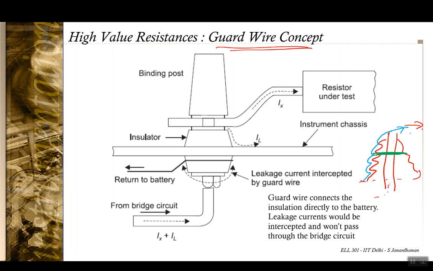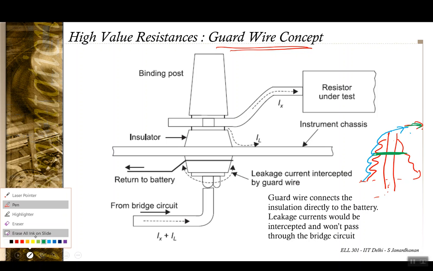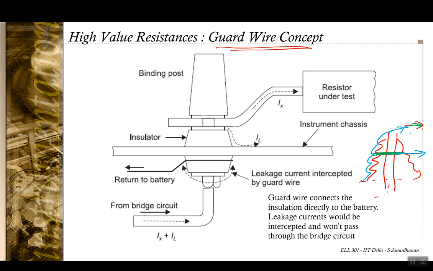Okay, so this current, instead of flowing into the main circuit, should get bypassed and should flow back into the supply again. So that is being done here. So what you are providing is that the leakage current that flows through the insulator has been given a path to flow back to the battery. So from the circuit, if you have IX plus IL, it is not going into the resistor under test. Okay, the guard wire will connect the insulation directly to the battery. Leakage current would be intercepted and wouldn't pass through the bridge circuit now.